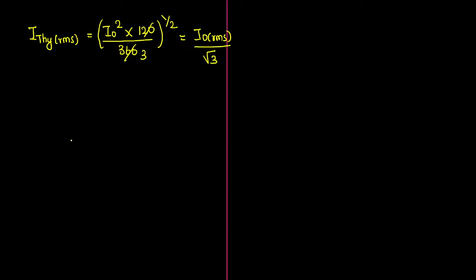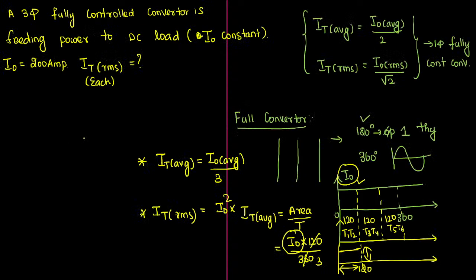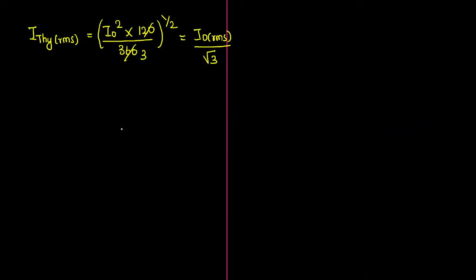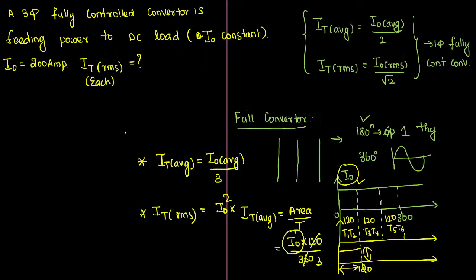So the thyristor average current will be equal to average value of the output current by 3. Thyristor RMS current equals output RMS current divided by root 3. Average and RMS you can directly substitute. That is given as 200 ampere. You can substitute that value here. You will be coming up with the same answer.